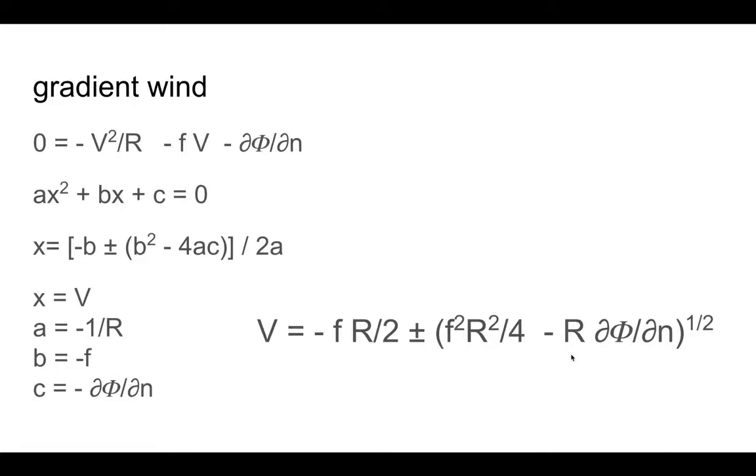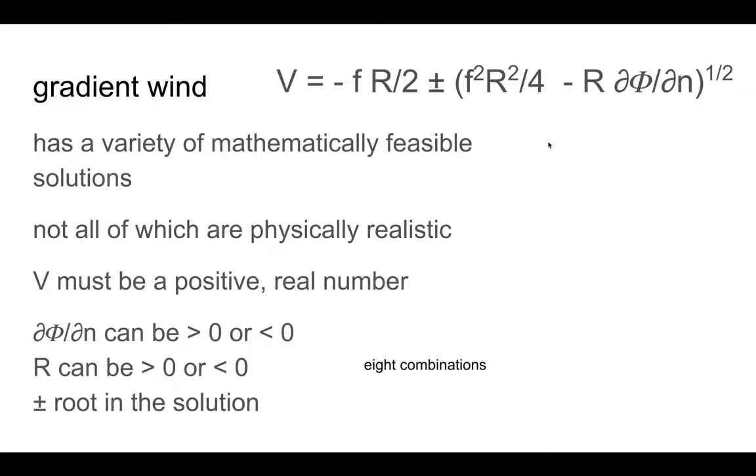Now, as you might expect, this expression has a number of mathematically feasible solutions, but not all of them are physically realistic. The main constraint that we have is that the velocity has to be a positive number. Well, either 0 or a positive real number. So we can't be dealing with the square root of a negative number. We can't have imaginary numbers. And the overall result has to end up being greater than 0.